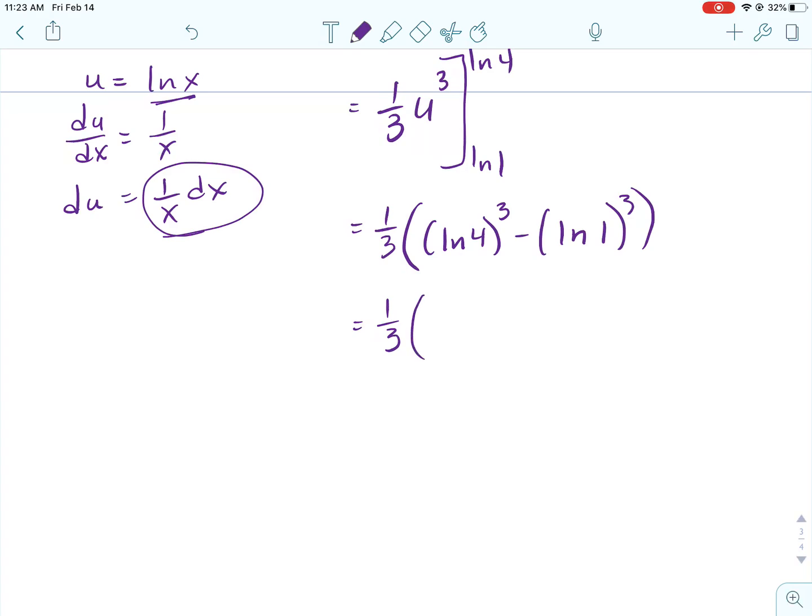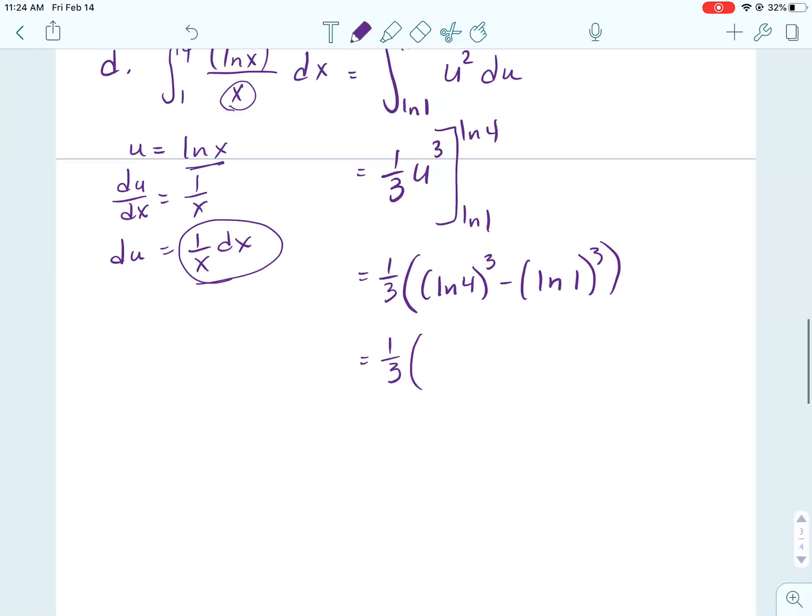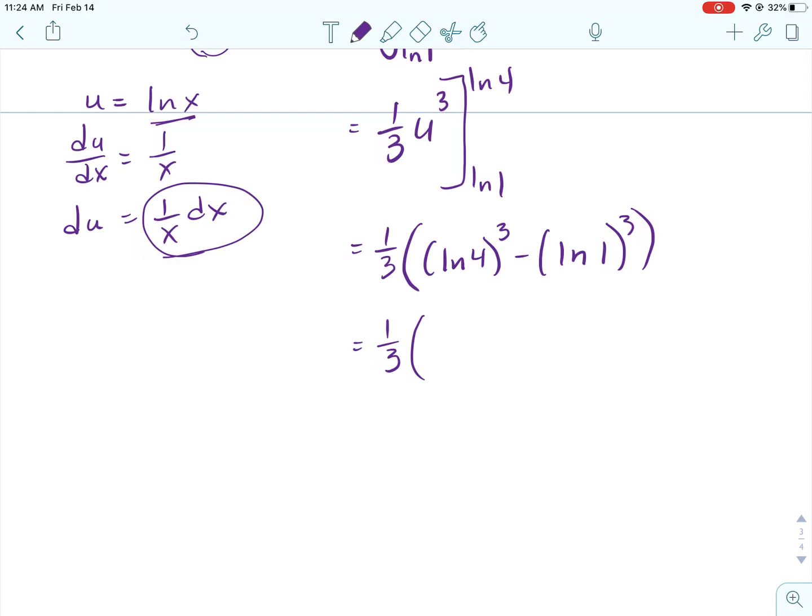Now there are tons of logarithm rules that you guys are going to need to remember. And one of them is what the value is of the natural log of 1. What is the base of the natural log? e. So e to what power gives you 1? 0. The natural log of 1 is 0. So we technically have the natural log of 4 cubed minus, did I say minus 1? I meant to say minus 0. Sorry. Minus 0 cubed.